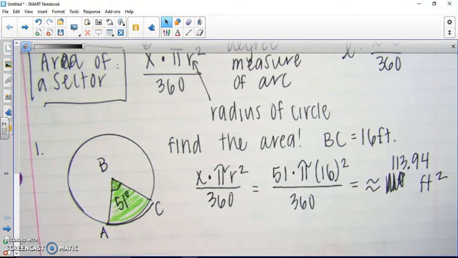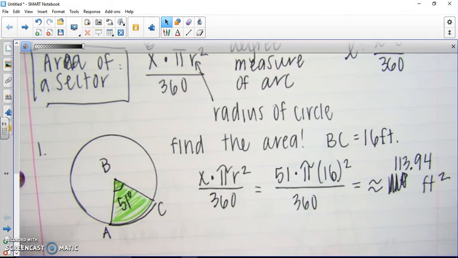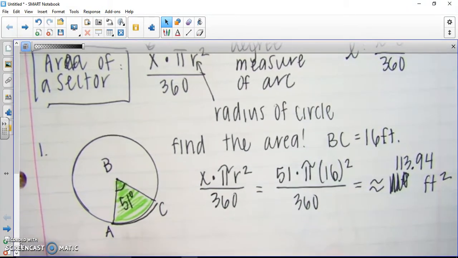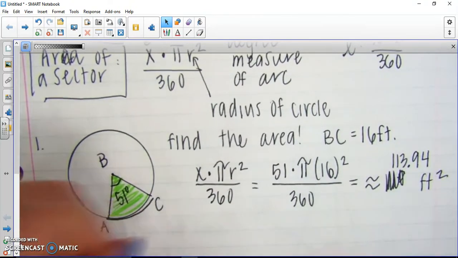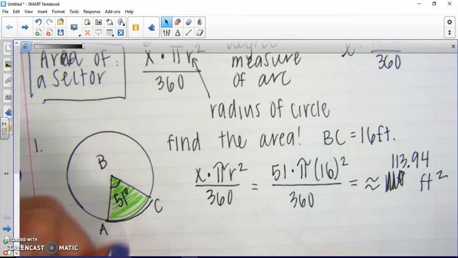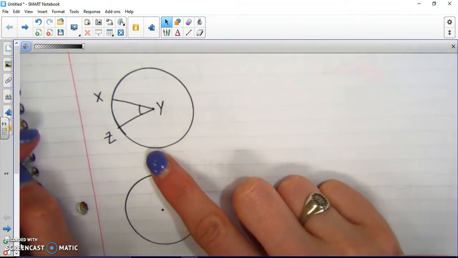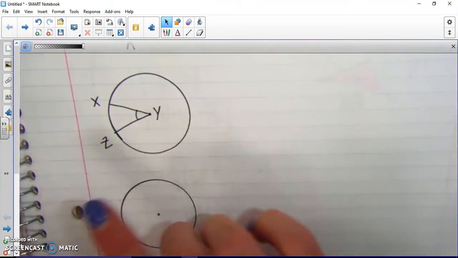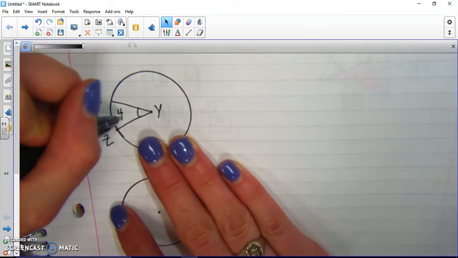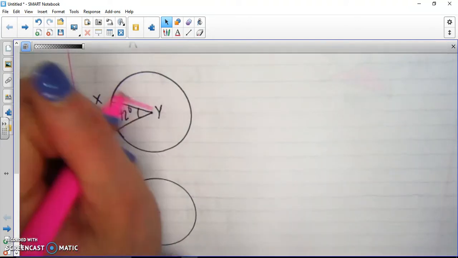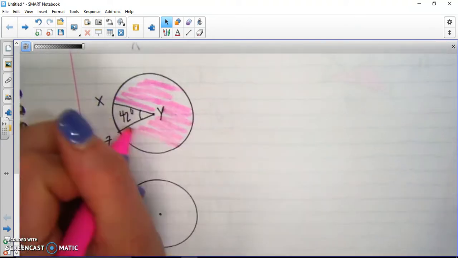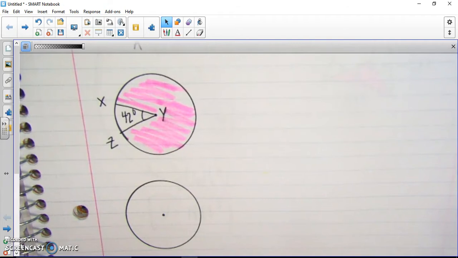So for this one, let's say that I tell you X, Y, and Z, and then I'm going to tell you that the measure of angle XYZ, I'm going to say that angle is 42 degrees. This time I want you to find the measure of this sector. Okay. So there's a couple things you could do.